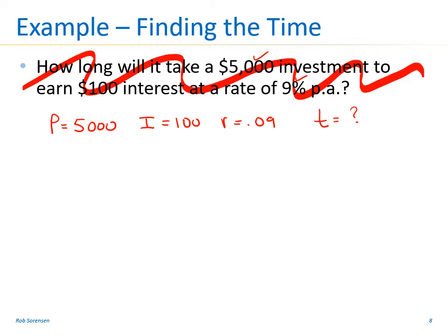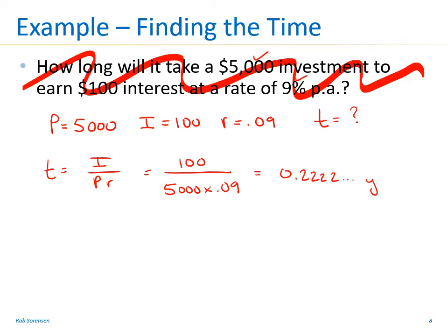And we have a formula that we just worked out. T is equal to I over PR. Let's plug that in there. 100 divided by 5,000 times 0.09, all down in the denominator. That works out to 0.2222 repeating. It must be years, isn't it? So it works out to 0.2 of a year.